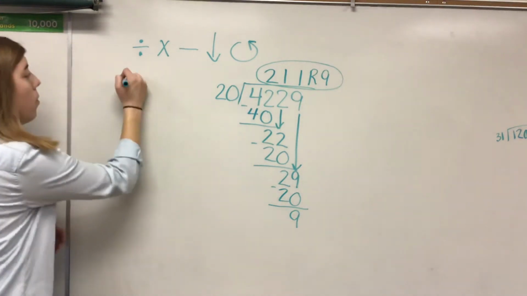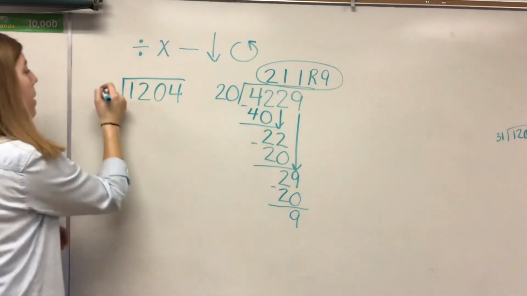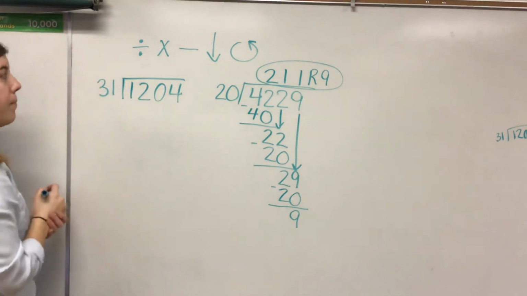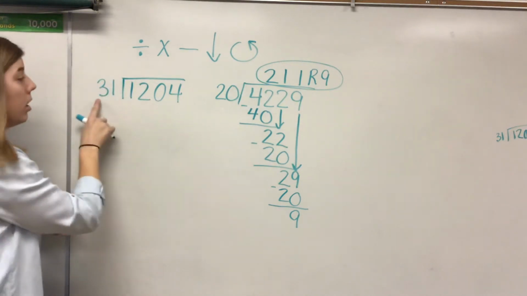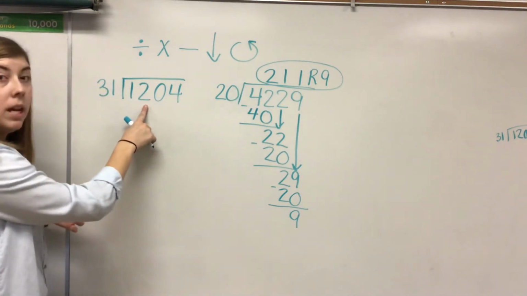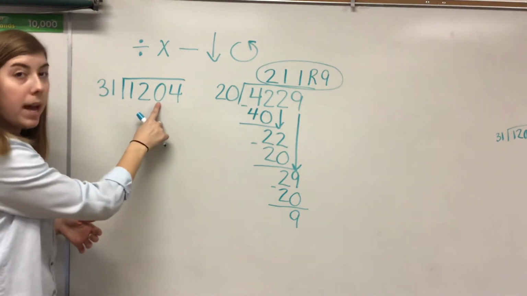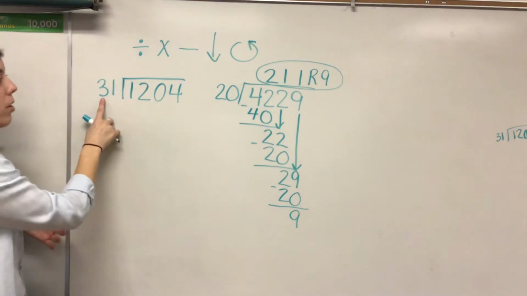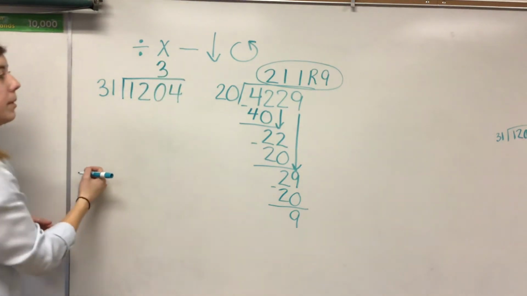Let's try 1,204 divided by 31. Okay, so I'll divide. How many 31s can go into 1? Doesn't work. How many 31s into 12? Doesn't work. How many 31s go into 120? See how I just keep adding one more number? Okay, 31 can go into 120 3 times.